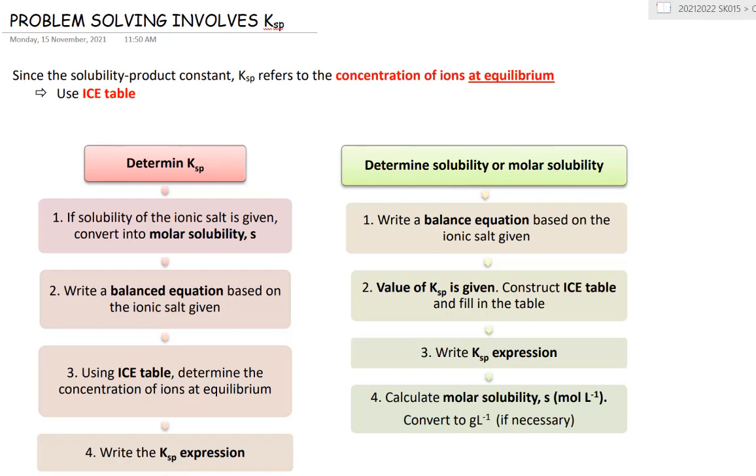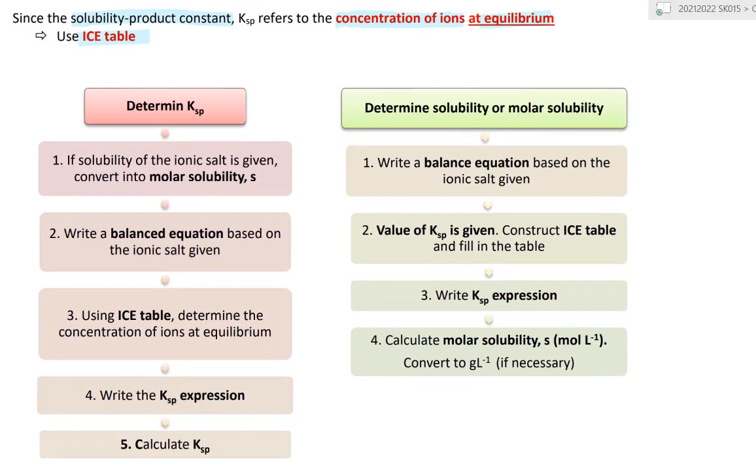So now you have understood the terms solubility, molar solubility, and solubility product, and how to write the Ksp expression. So the next thing is to solve problems that involve solubility and solubility product. Alright, since the Ksp or solubility product constant refers to the concentrations of the aqueous ions at equilibrium, we need to use the ICE table.